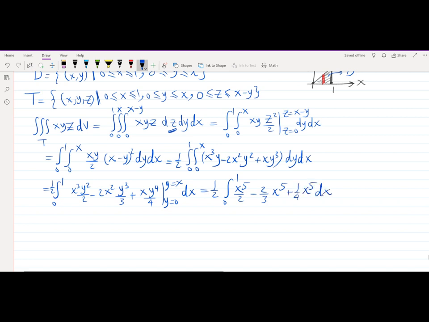After simplification, it will be half, or directly 1 over 24 integration from 0 to 1 of x power 5 dx. It's a simple integral. It will be 1 over 24 x power 6 over 6 from 0 to 1. It will be 1 over 144, which is the final answer to this problem.